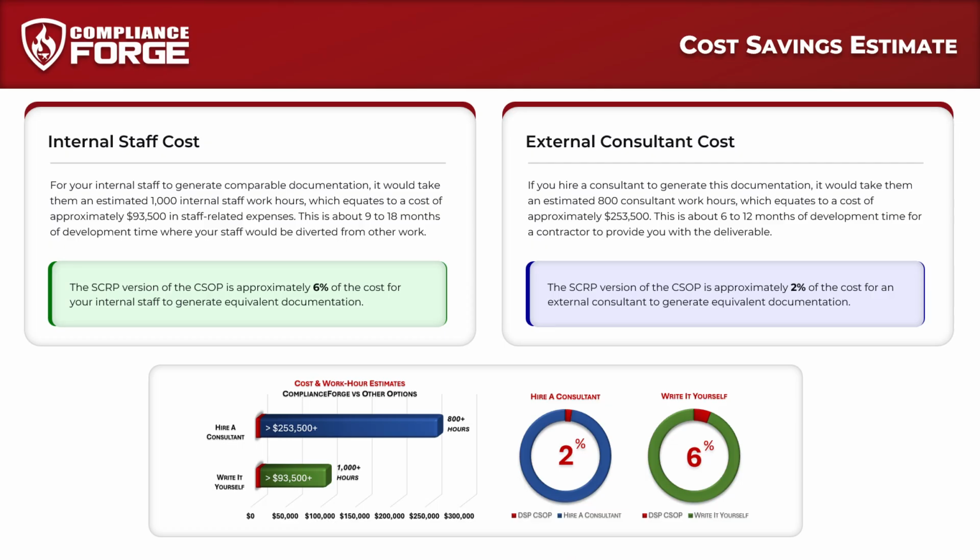For your internal staff to generate comparable documentation, it would take them an estimated 1,000 internal staff work hours, which equates to a cost of approximately $93,500 in staff-related expenses. That is about 9 to 18 months of development time, where your staff would be diverted from other work.